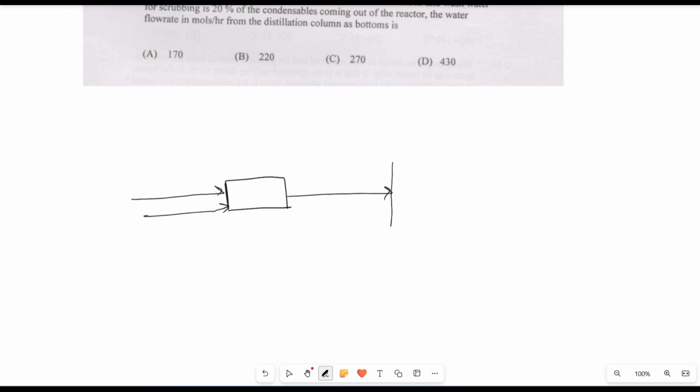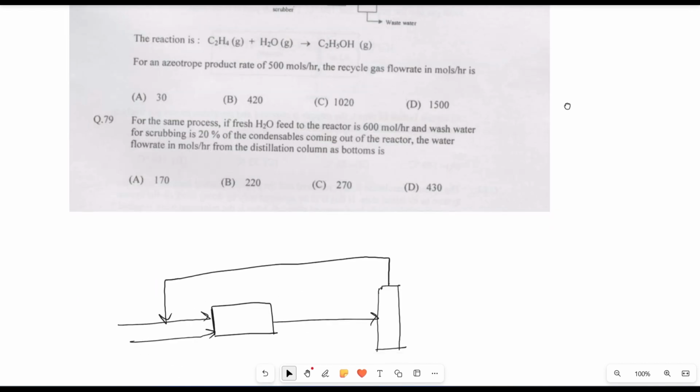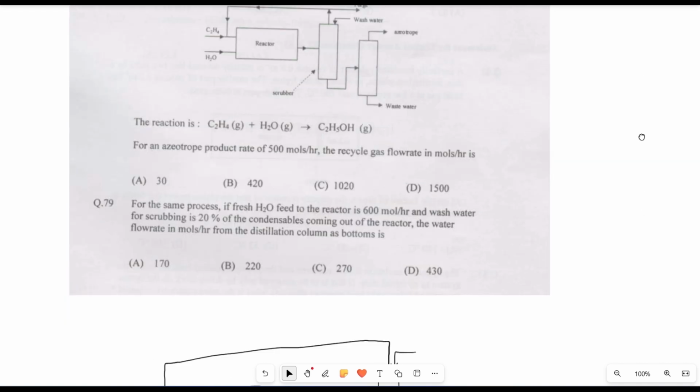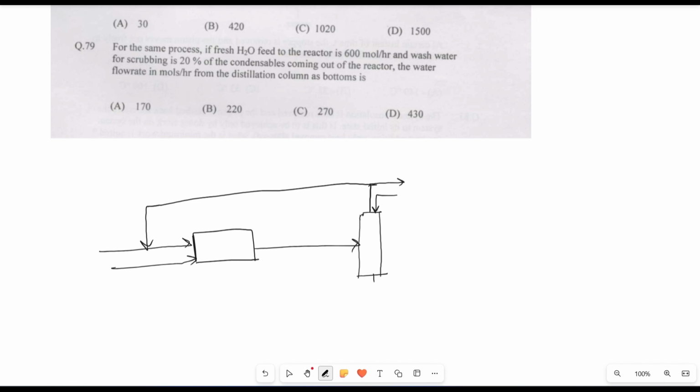Now this is the scrubber, and this is the recycle shown in the question, and wash water is added. Here, water is added, and a fraction of the gas is purged. This is the common line. This is purged, and after that, in this distillation column, we get azeotrope and wastewater.